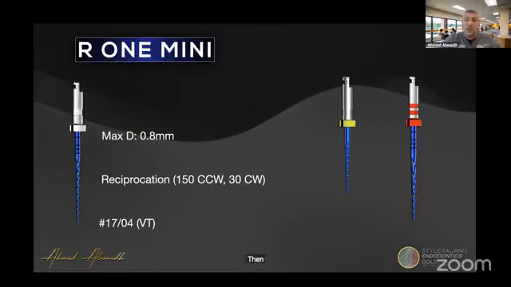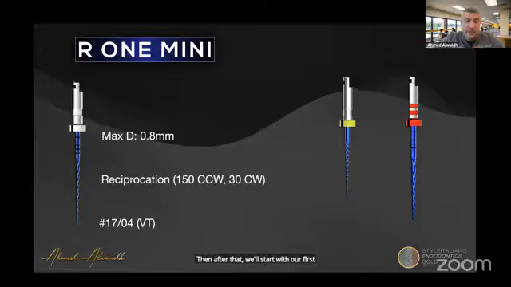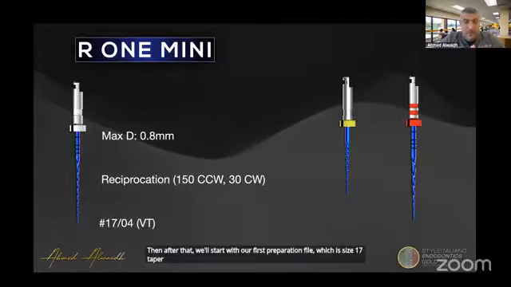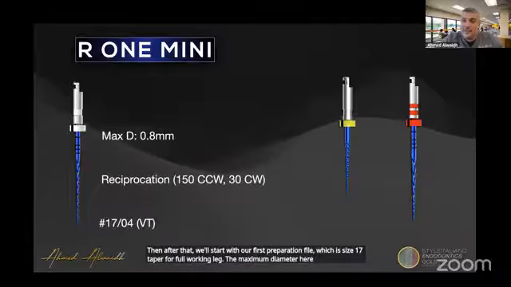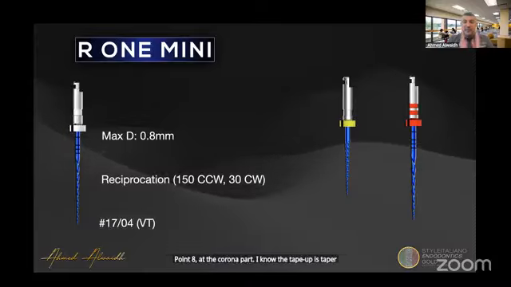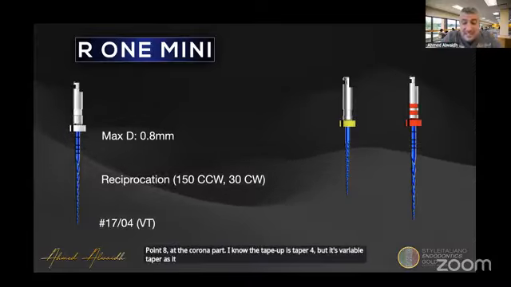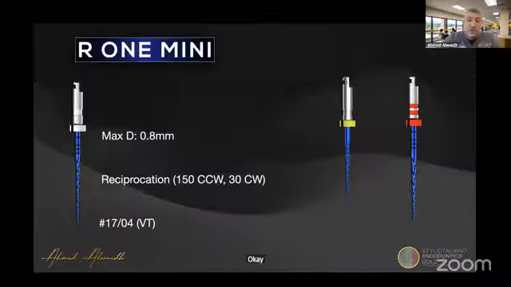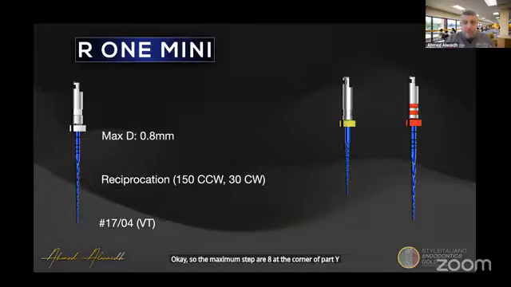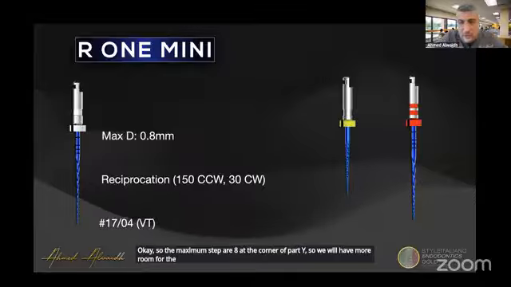Then after that, we'll start with our first preparation file, which is size 17 taper 4 for full working length. The maximum diameter here is 0.8. Imagine 0.8 at the coronal part. I know the taper is taper 4, but it's variable taperness. It's decreasing, okay, so the maximum is taper 8 at the coronal part. Why? So we will have more room for debris removal in the coronal direction, and this file works in reciprocation movement.